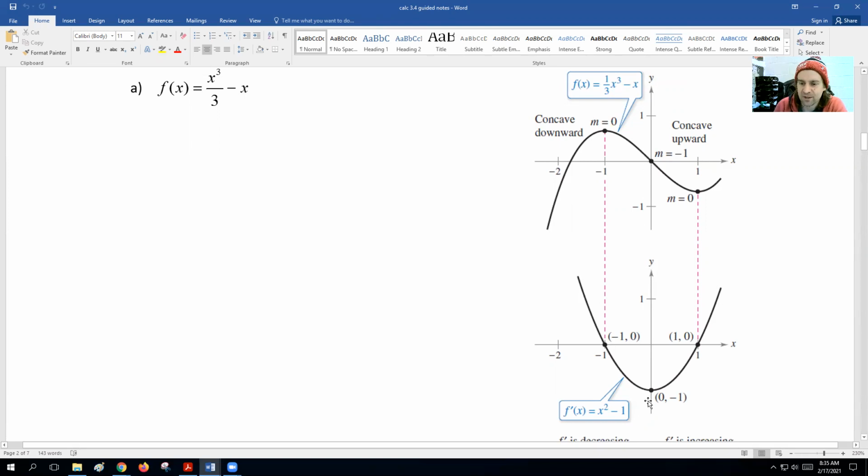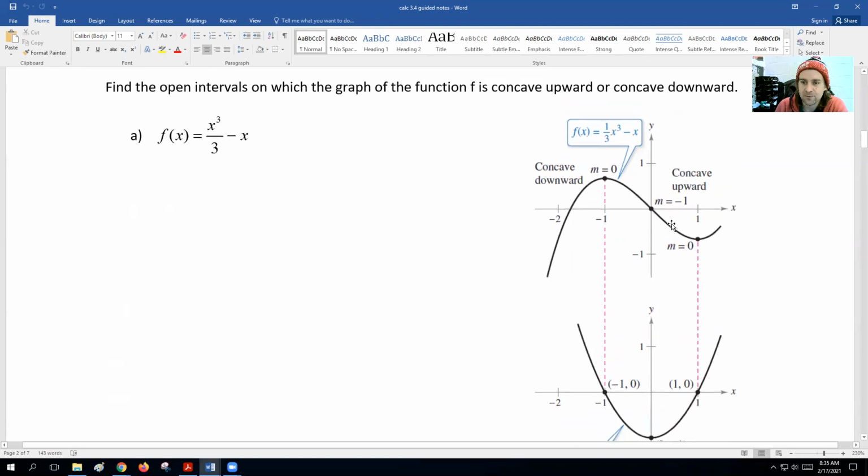Now the key point: how do we find this low point on the derivative? Well, we could take the derivative of the derivative, the second derivative, and figure out where the derivative's derivative equals 0. That's actually correct. So what we're going to do here is the second derivative test.